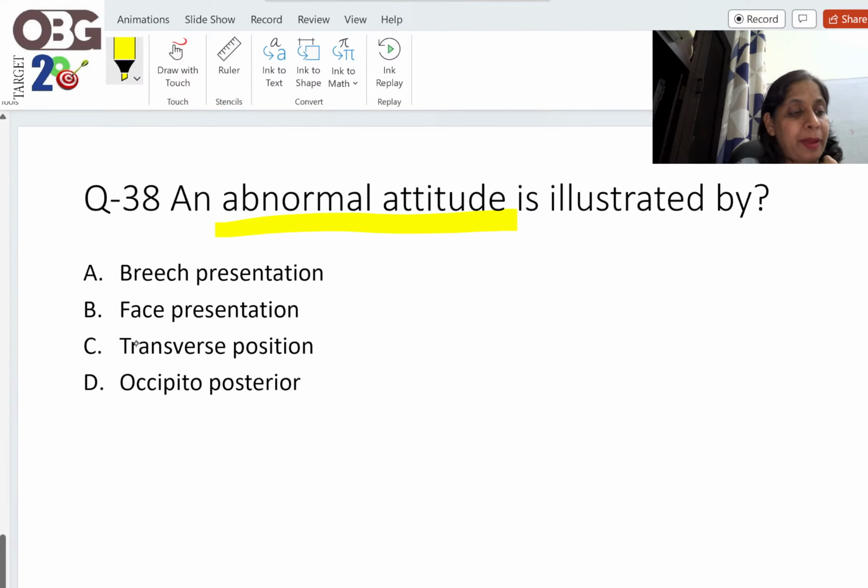Attitude is how much flexion the baby has at the neck. It is represented by a... yes, very good, man is the mnemonic. So abnormal attitude is represented by face presentation, okay.